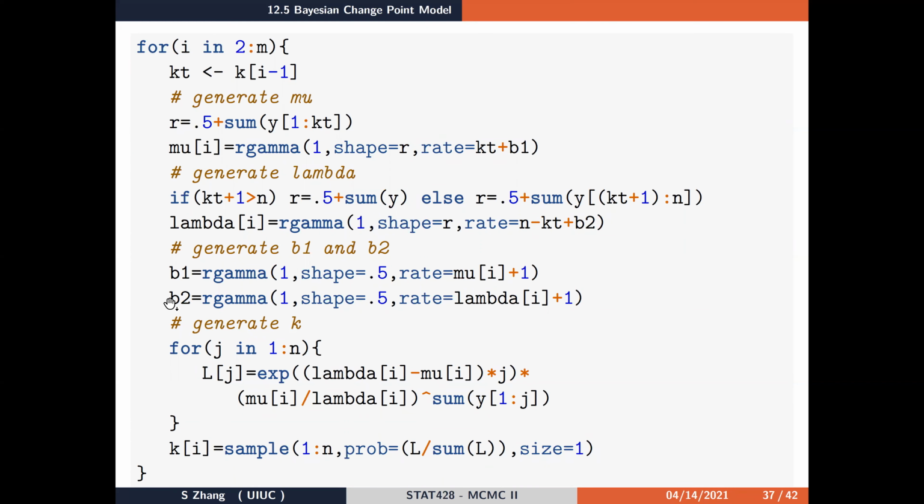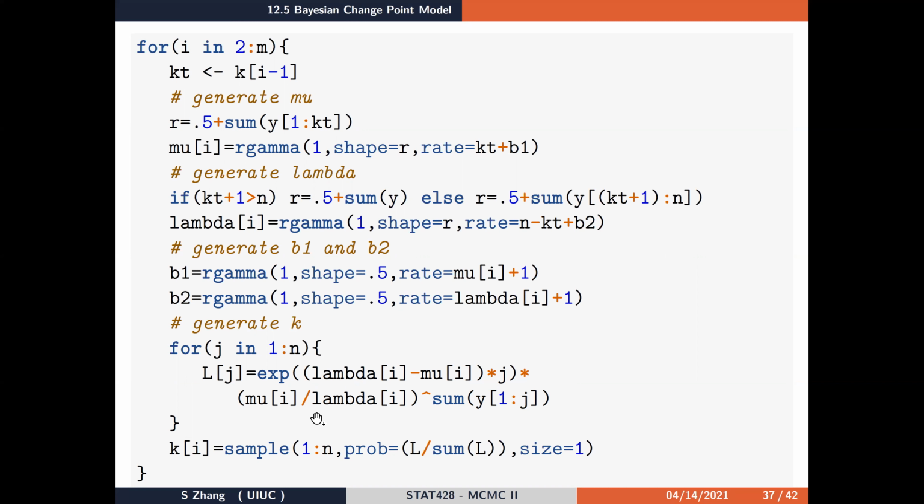After updating b1 and b2, we will generate the next k, conditioning on the other parameters and the observed data. To generate k, we need to first calculate that ratio: the likelihood plugging in k divided by the likelihood plugging in k stars, summed from 1 to n. So the jth entry in the L vector for storing the likelihoods from 1 through k is equal to the exponent of lambda minus mu times j, times the ratio of current mu divided by current lambda to the power of the sum of y's from the first entry to the jth entry.